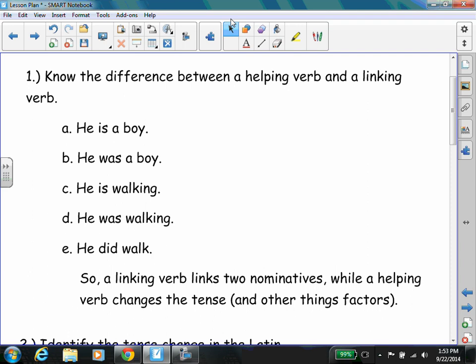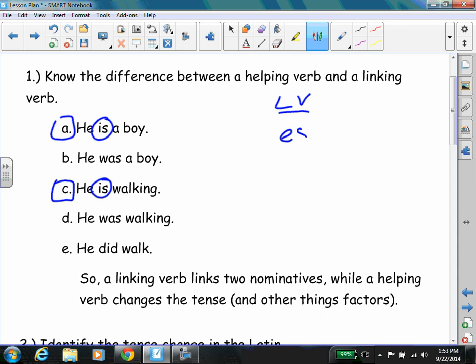Here's a short discussion on the changing of tense in Latin. Before I get carried away with tenses, I want to talk first about the difference between a linking verb and a helping verb. As you can see, I've got several sentences here, and these two circled, A and C, both have the word is in it. Now, we know that is a linking verb.